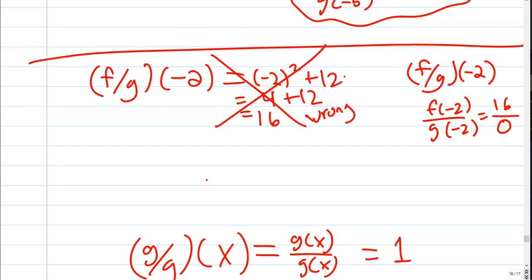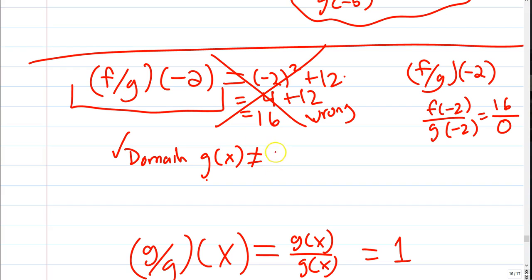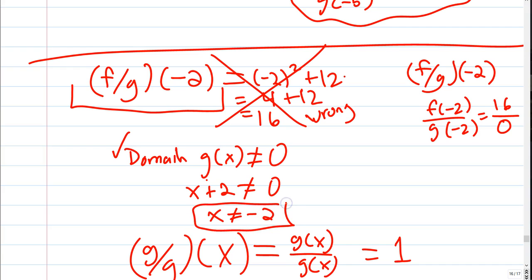That is not allowed. You have to remember that when I have an f over g, that means to check the domain: the bottom function, g of x, cannot equal 0. And what was g of x? x plus 2 cannot equal 0, which means that x cannot equal negative 2. So this does not work. Even though algebraically this worked, it's wrong because of the original function. This is why we said the domain will be any restrictions in the function and any restrictions created, meaning the denominator cannot be 0.